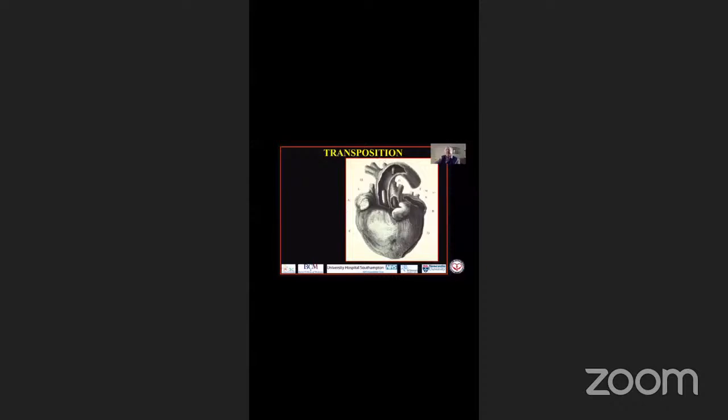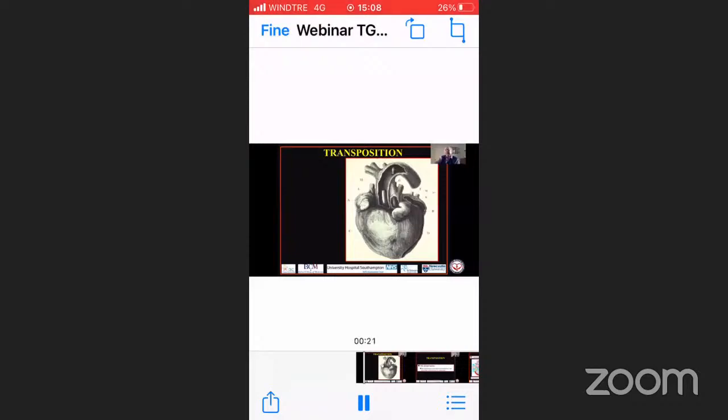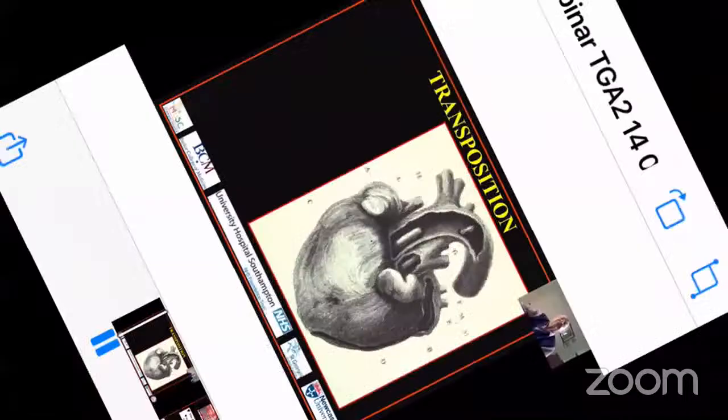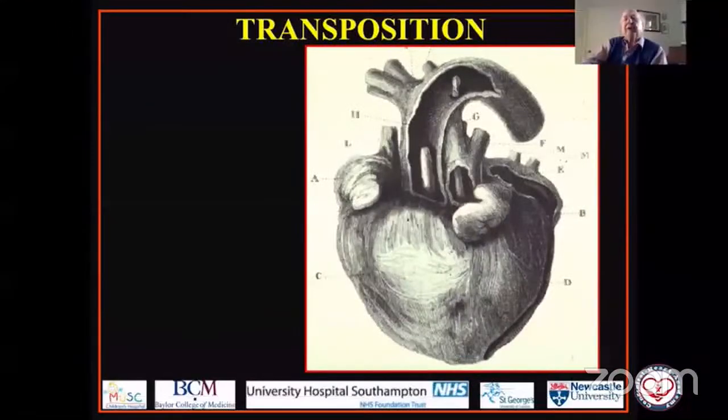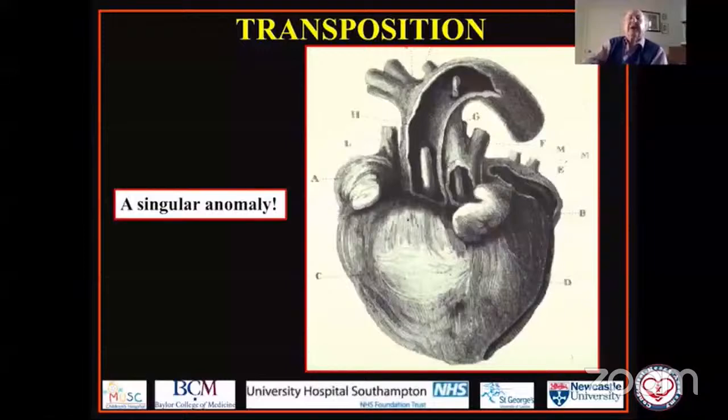I hope that it is the drawing made by Matthew Baillie, countryman of mine, in 1796. This is the first illustration of which we are aware, showing the features of the lesion we are to discuss. And I pointed out that at the time, Matthew called it a singular anomaly.